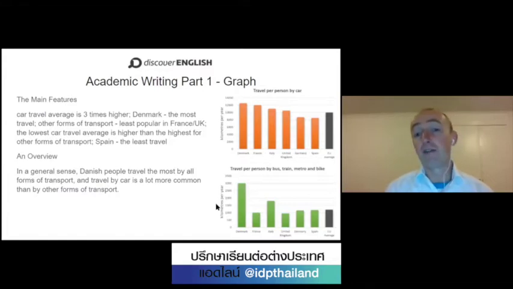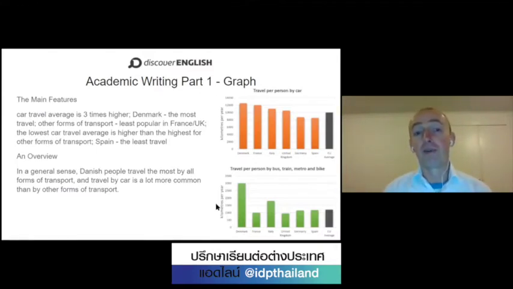So if we had a look at those two graphs, the main features are: car travel on average is 3 times higher. So that's your overall. If you look at that average, you've got an EU average at the end of both of them. It's 3 times higher for car travel above the other forms of transport. Denmark, if you have a look at Denmark on the very left, has the most travel of everything. So people in Denmark are traveling the most, both by car and by other forms of transport.